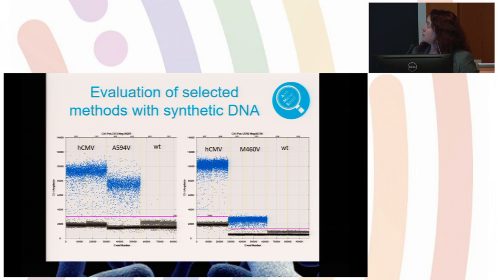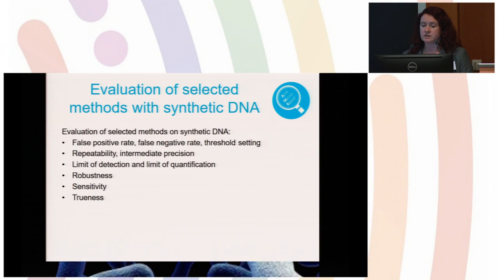And you can see the first method is human cytomegalovirus quantification, and then we have one mutation, A594V, and then we have wild type, so the sequence without mutation of the same virus. And on the other picture, we have the other mutation, and you can see that the methods are quite different. For example, with the method M460V, we are very limited with the development of the method because we are limited with the sequence, and it's not easy to improve this method. But still, we tried to evaluate these methods.